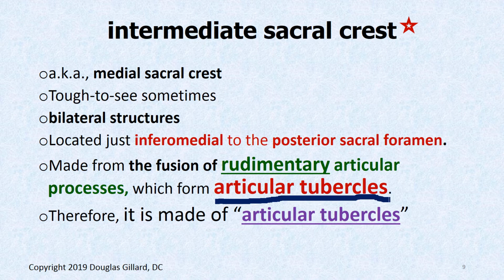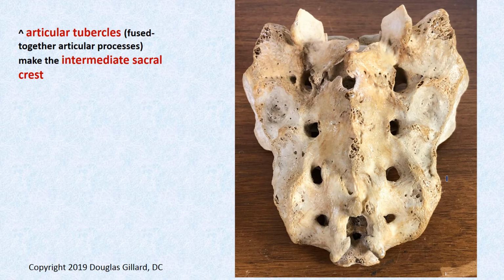Articular tubercles, I do like this. Boards like this, you got to know what articular tubercles are. And the articular tubercles collectively, all of them, make up the intermediate sacral crest. Let's take a look at them.